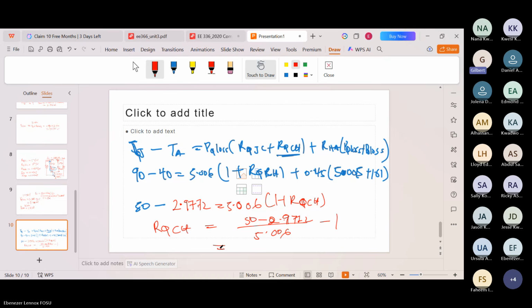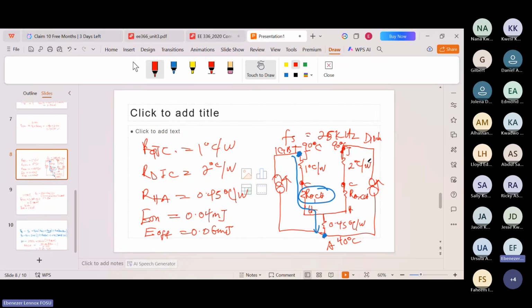So you get 8.392 degrees Celsius per watt. So that is for the IGBT side. So we look at the diode side.